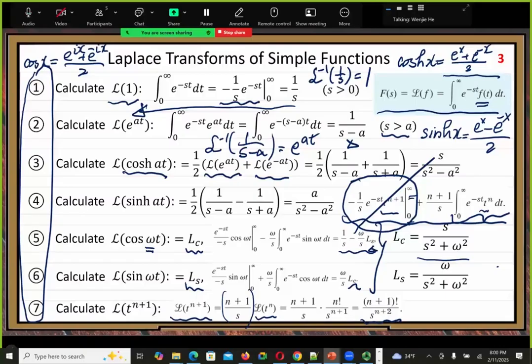All right. So that's all we have for our first Laplace transform class. Later we will study many more properties, and we will use them to solve ODEs.